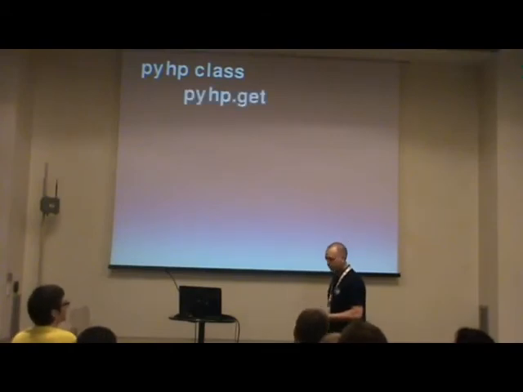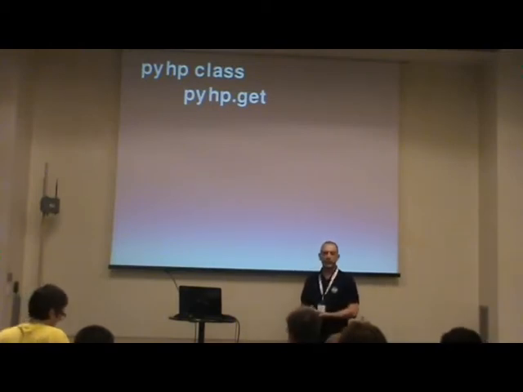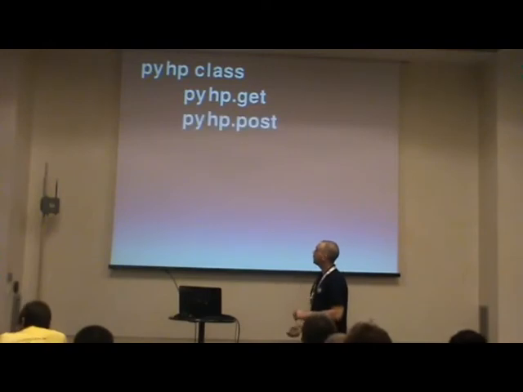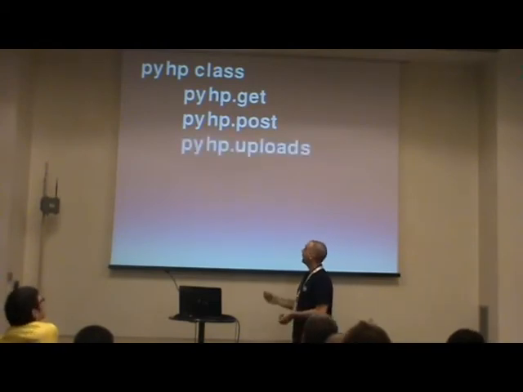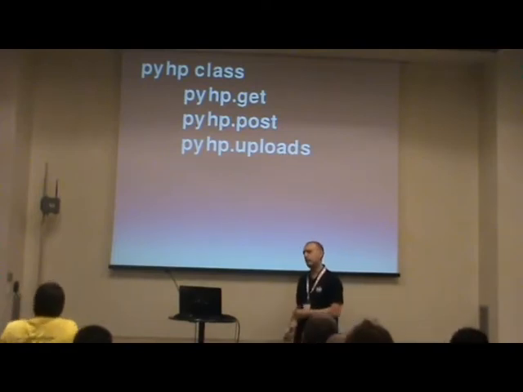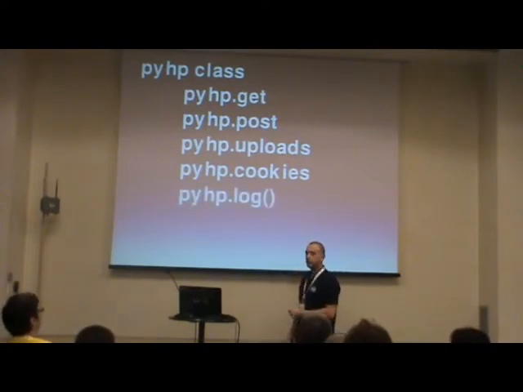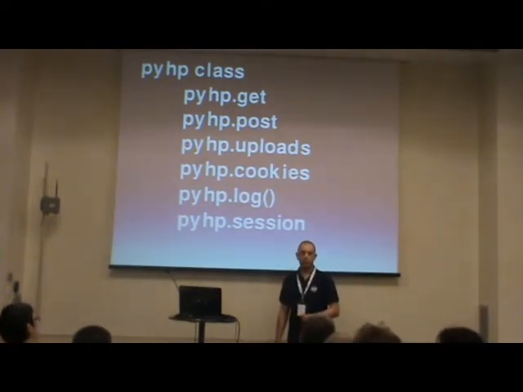The first one is PyHP.get. This is a standard Python dictionary containing all the get variables of the form that the user sends you. And in PyHP.post, you have all the post variables of the form that the user sent you. In uploads, there is a list of files with attributes that you can use to get the files from the form. In cookies, you can handle input and output cookies, so send back cookies to the browser. The function log offers you a good way to debug your PyHP scripts, and with session you can handle user sessions for free.